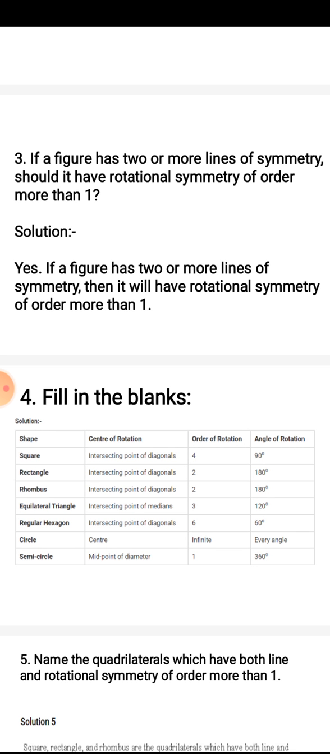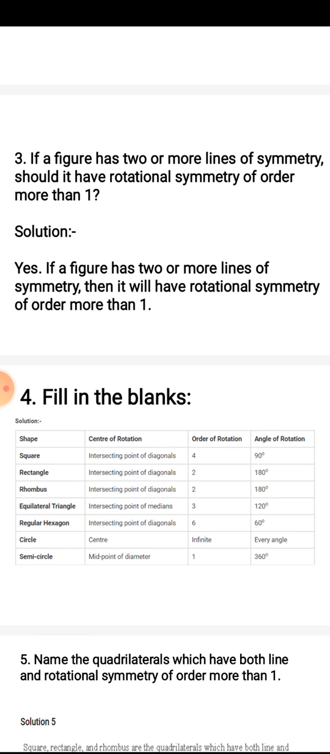Now the first one, square. How many lines of symmetry? Yes, 4 lines of symmetry: along the x-axis, along the y-axis and along the diagonals. The center of rotation is the point where the 2 diagonals intersect. Where the 2 diagonals intersect, that point is called what? Center of rotation. Then what will be the order of rotation? 4. So when we rotate by 90 degrees, the figure looks exactly the same. Am I right here? Yes.